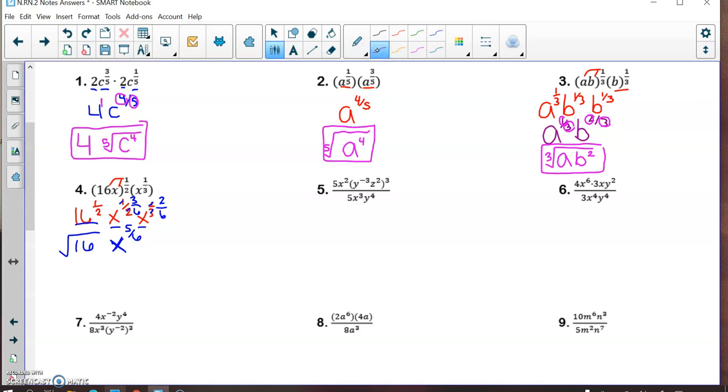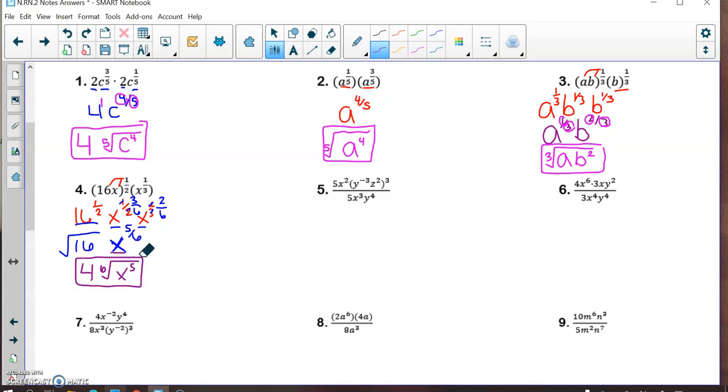The square root of 16 is a 4. That's just fully simplified there. I'm only going to write the x underneath the radical. And that's going to be the 6th root, because the denominator is 6, of x to the 5th power. And that's your answer.